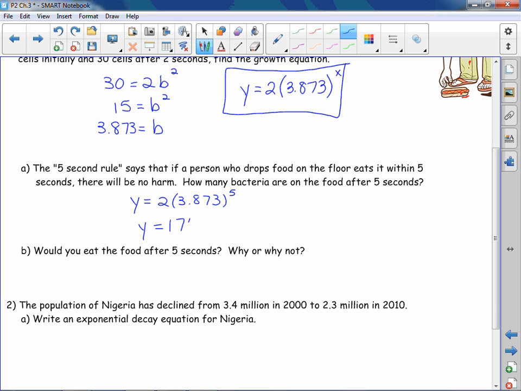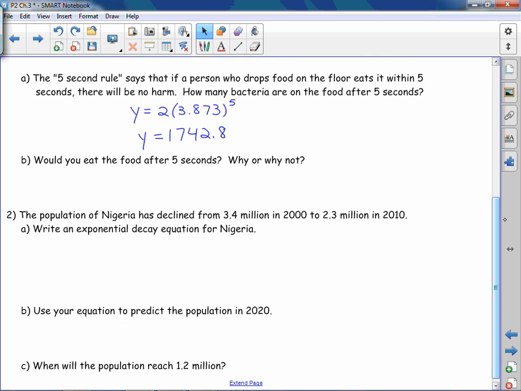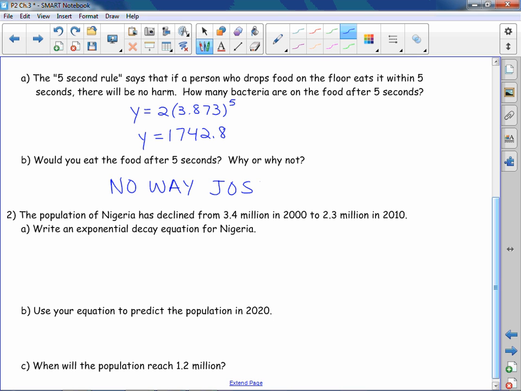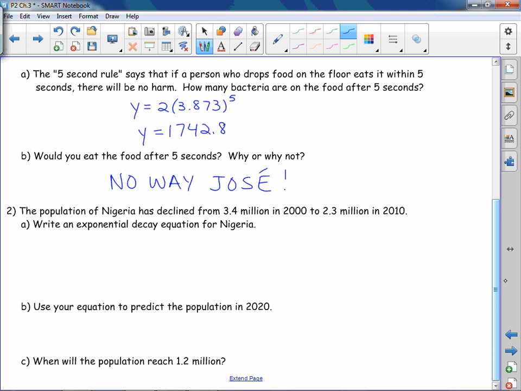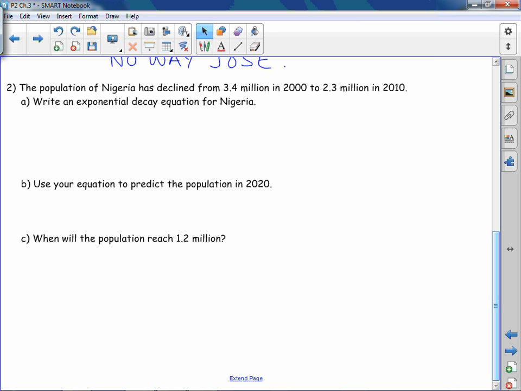1,742.8. That's a lot of bacteria. 0.8? That's a lot in 5 seconds, isn't it? Yeah, definitely not. Would you eat a food? No, I wouldn't. I wouldn't eat a hot Q-tip. Would you eat it, though? No way. No way, Jose. With a little accent on the E. Yeah. Okay, there you go. Yes way, Jose. Okay. Whoa, whoa, whoa.